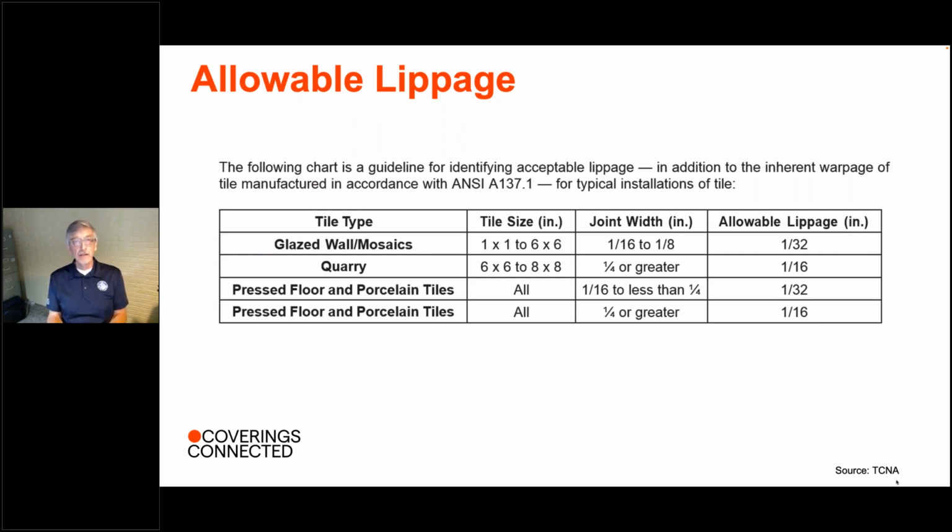When you have a tile that was manufactured to meet the warpage requirements of ANSI A137.1, and you set that tile, the actual tile you set might have some allowable or inherent warpage in it. You take that actual warpage in the actual tile that you set and add to it 1/32 of an inch for human error. And that is the calculation for allowable lippage in a tile installation.